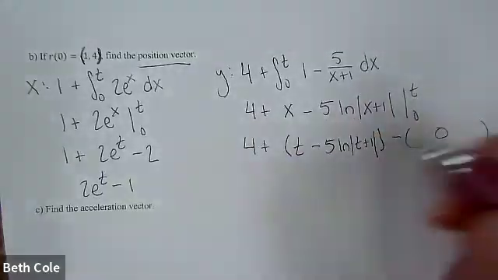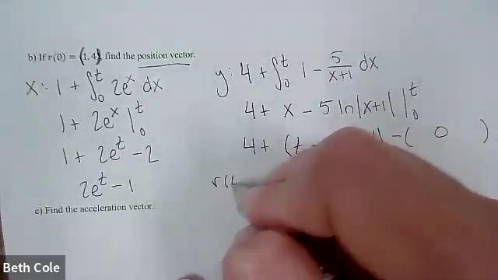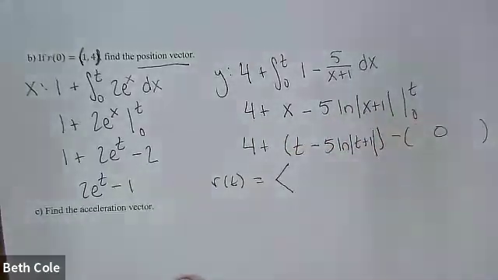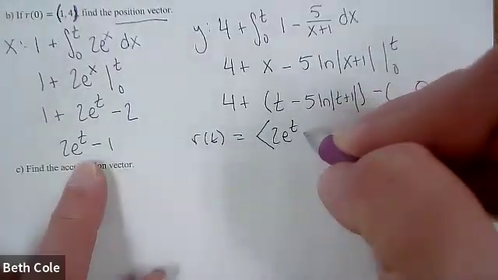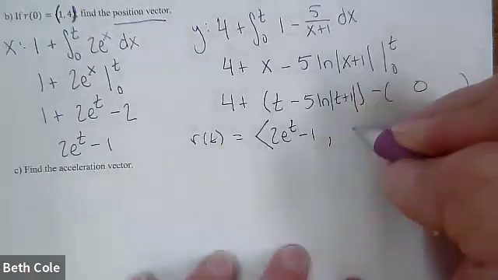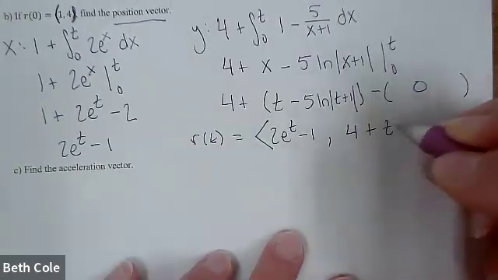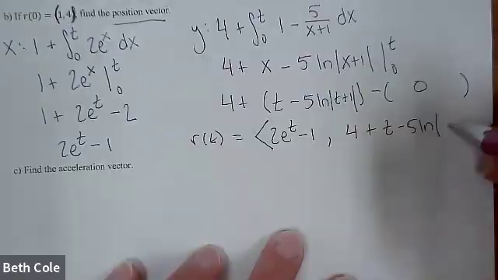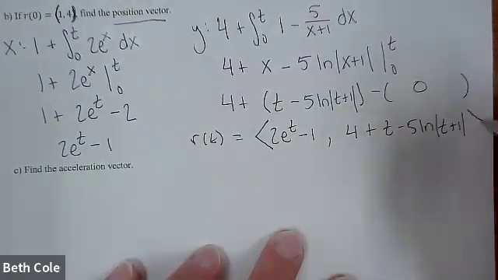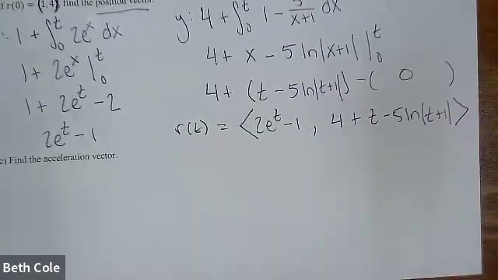All right, now we're writing our position vector. So it's r of t equals, and here's where you use the pointy brackets. So it's this thing, comma, this thing. And then you feel like mic drop at the end, kind of like you made it through.